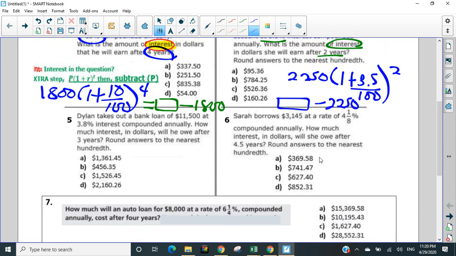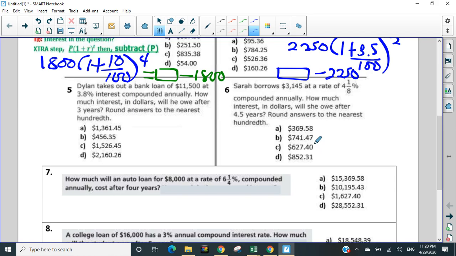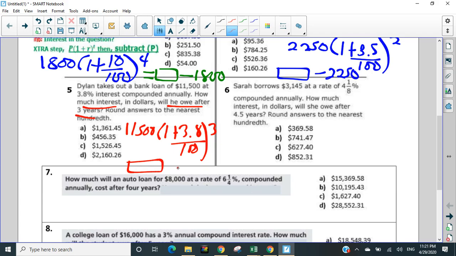Try them on your own, and if you have any questions, please feel free to email me, but you should be good to go. Like I said, all you have to do is follow the formula: 11,500 parentheses 1 plus 3.8 out of 100 close parentheses to the third power for 3 years. And here it says, how much will he owe after 3 years? How much interest? So whatever answer you get, guess what? You're going to have to subtract in the end.